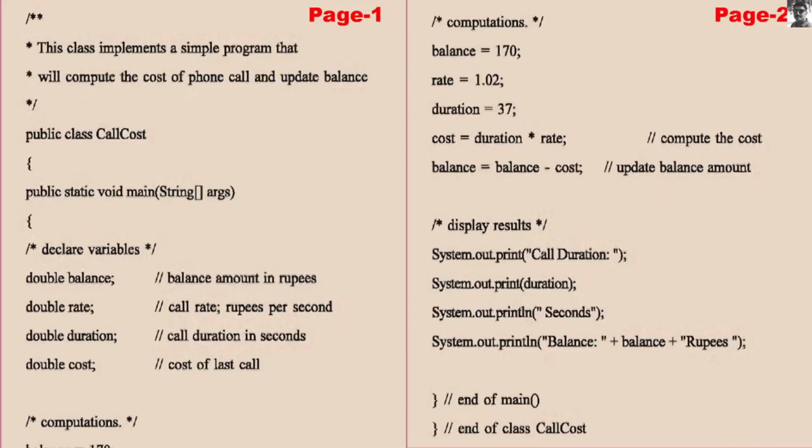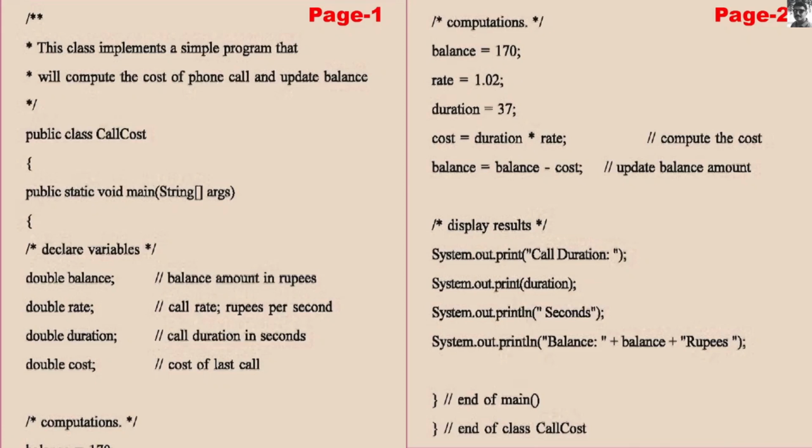As you see this program, a simple program, I have divided it into two screens. If you look at the program, the first few lines, 4 lines rather, are comment lines, which begin with /* and end with */, and lines beginning with // are also comment lines. We will discuss this further in this chapter.